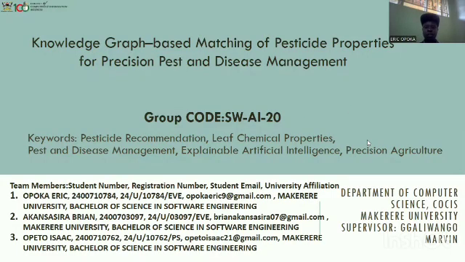Watching this. I'm Eric Opoka, and this is our presentation for the knowledge graph test matching of pesticide property for precision pest and disease management. So these are the main keywords. We have pesticide recommendation, leaf chemical properties, pest and disease management, explainable artificial intelligence, precision agriculture, efficiency, as time goes. Let's move on.